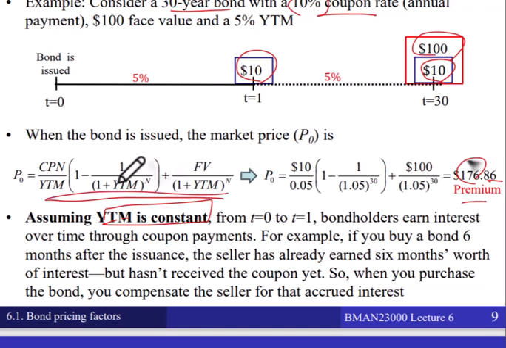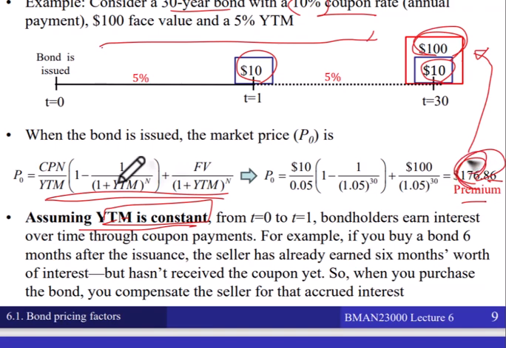So your return is coming from two parts. First part, the converging of this bond to the face value. So in this case, since you're buying premium bond, you're gonna lose a little bit every period. Remember, we assume yield to maturity is constant. So even in this case, the bond price will converge to the face value.